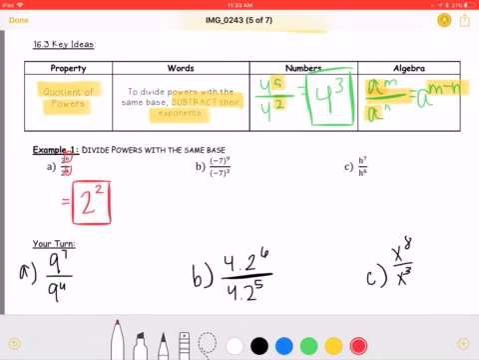Next, negative 7 to the 9th divided by negative 7 to the 3rd. Keep our negative 7, keep your parentheses so we know it's included. And now subtract your powers. 9 minus 3 is 6.